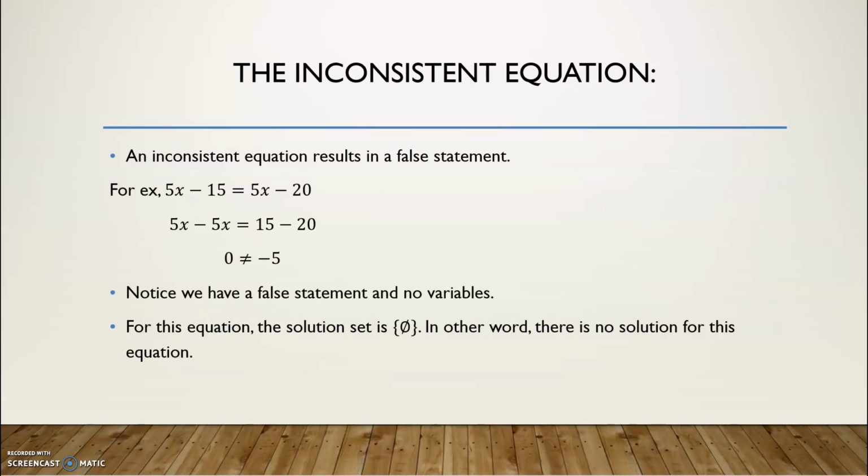Now an inconsistent equation is going to give you a false statement. So if we look at this, I'm going to move the negative 5 from here to the other side. That's how I'm getting it right here. And we're going to move the negative 15 over to the other side as well. That's how I'm getting it. Should be a negative right here. Negative, oh, sorry, should be a positive 15.